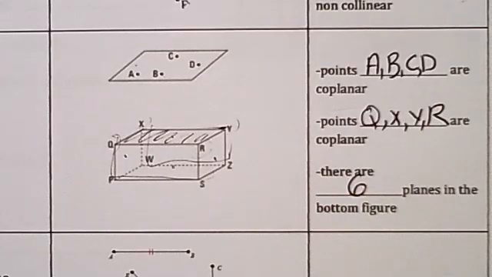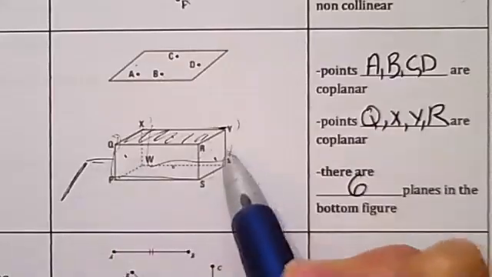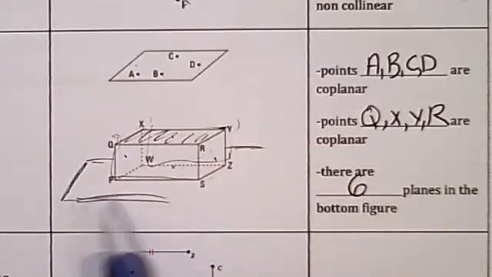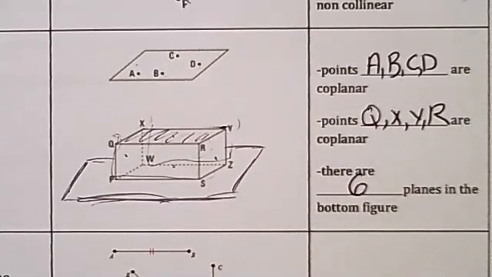Now, sometimes you'll see a picture, which you'll see on the example in a second. Sometimes they'll show a box, like a rectangular prism, on another plane. And you're asked to count how many planes are in the figure. So I'm going to demonstrate that. Let me flip back over to my Kleenex box. So let's say here's the plane that is on the bottom, a piece of paper, and here's the rectangular prism.